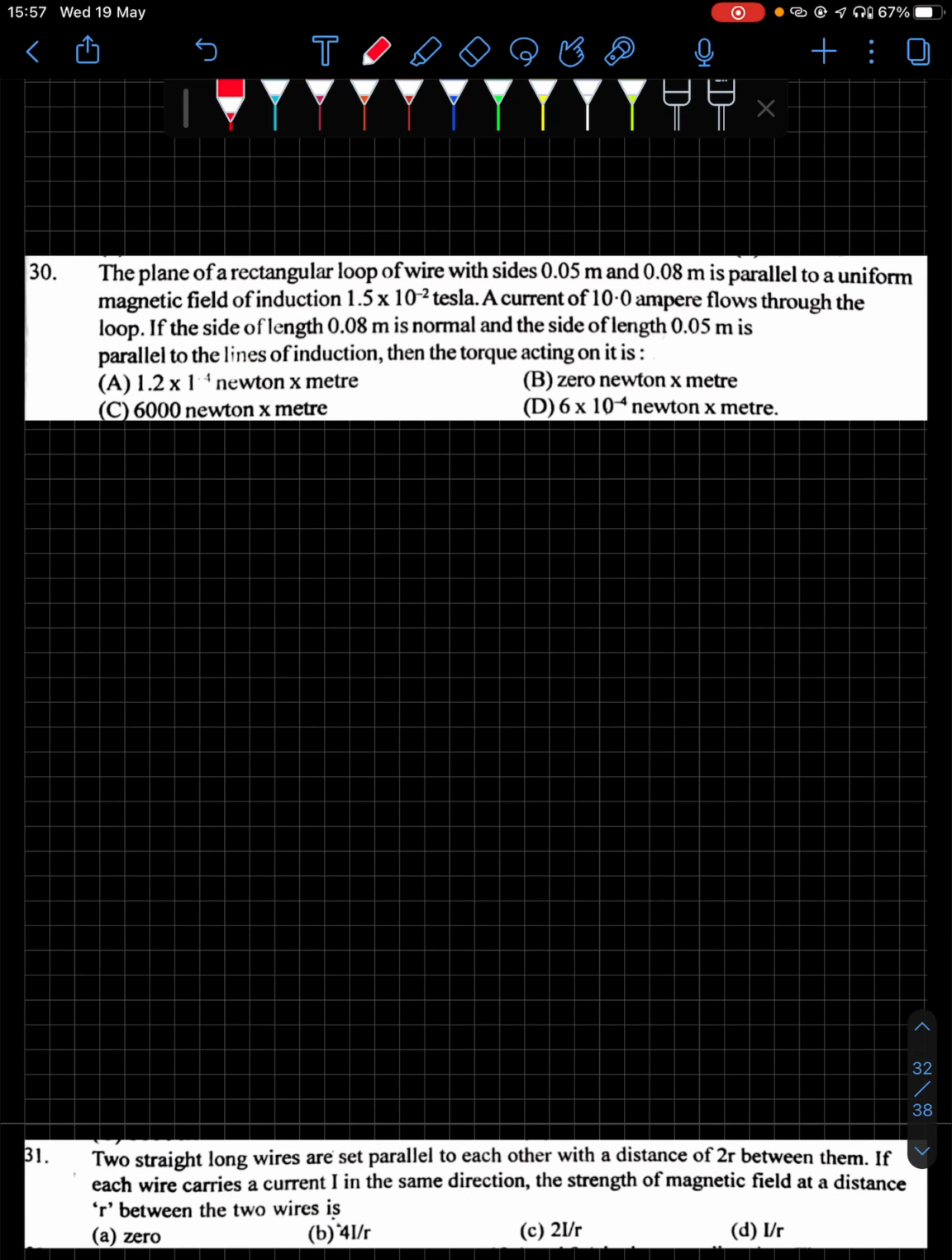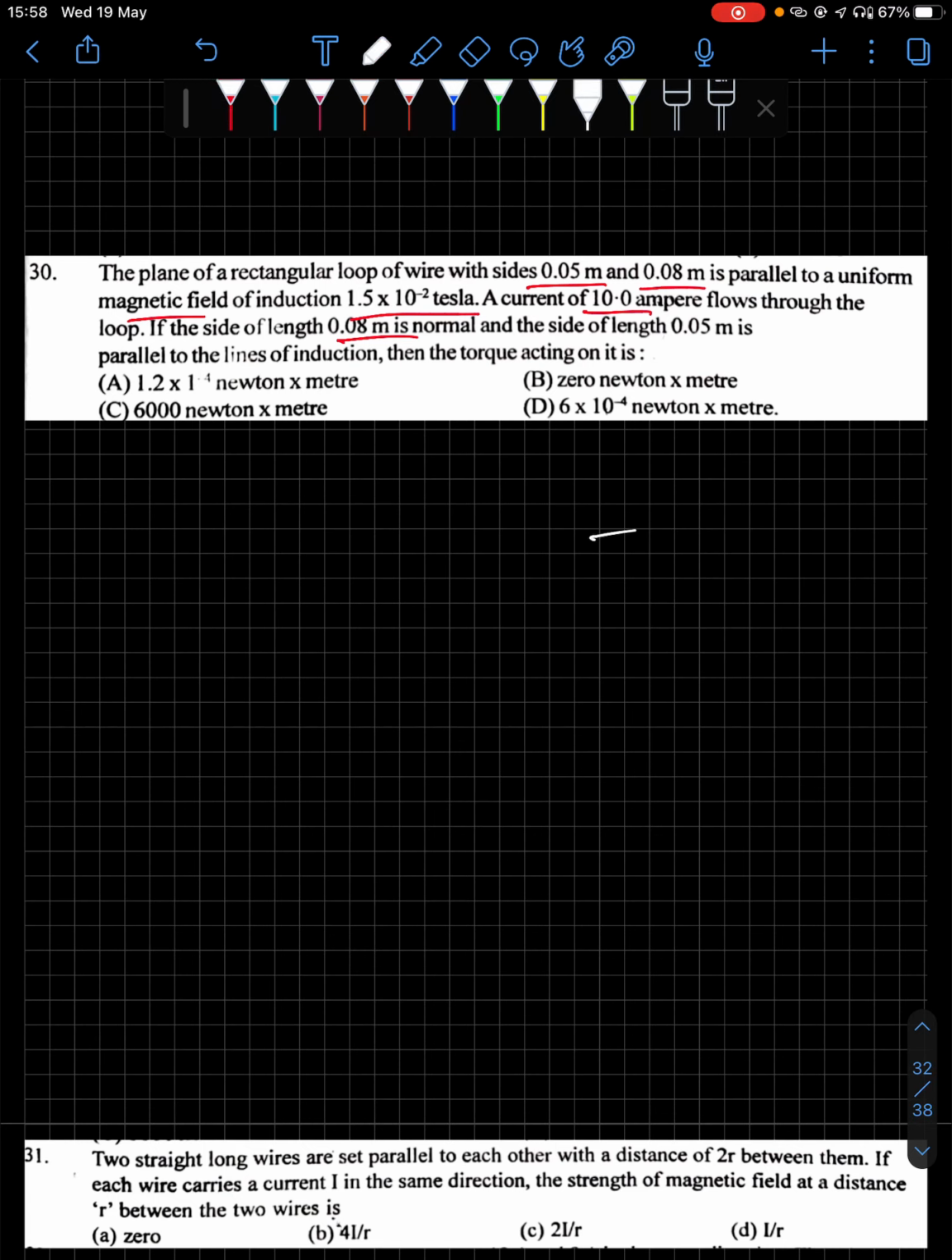Next, question 30. So you have a plane of a rectangular loop. This is the breadth and this is the length. Okay, they are parallel to a uniform magnetic field, and the value of field strength is given as 1.5 into 10 to the power minus 2 Tesla. A current of 10 ampere is passing through the loop, and if the side of the length, this is normal, and the side of length 0.05 meter is parallel to the lines of induction, then what is the torque acting?